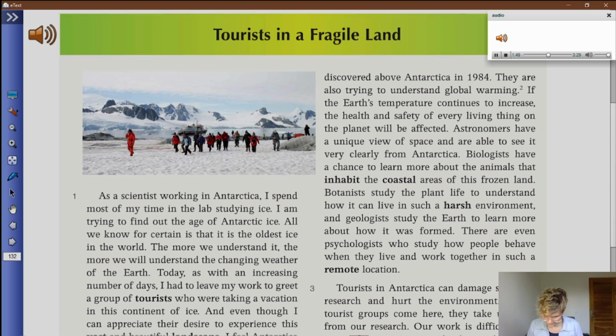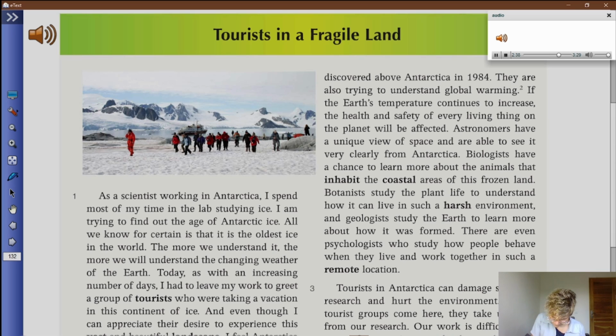Astronomers have a unique view of space and are able to see it very clearly from Antarctica. Biologists have a chance to learn more about the animals that inhabit the coastal areas of this frozen land. Botanists study the plant life to understand how it can live in such a harsh environment, and geologists study the Earth to learn more about how it was formed. There are even psychologists who study how people behave when they live and work together in such a remote location.